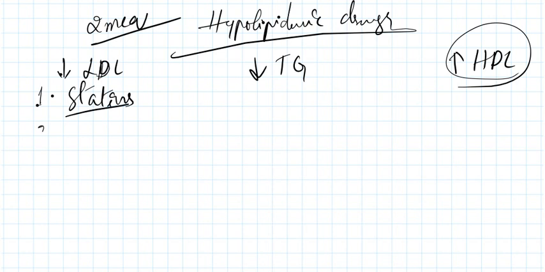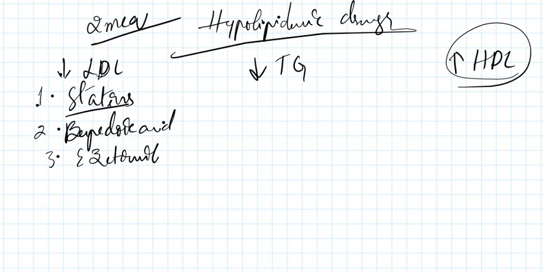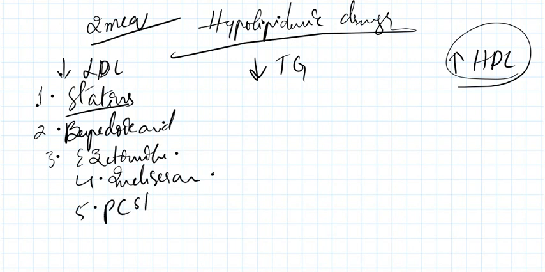The first class of drugs which decrease the LDL is statins. The second one is bempedoic acid, and the third one is ezetimibe. The fourth one is inclisiran. Remember, inclisiran. The fifth one is PCSK9 inhibitor. This PCSK9 inhibitor is very important. It's an INICET question. Remember this, PCSK9 inhibitor.